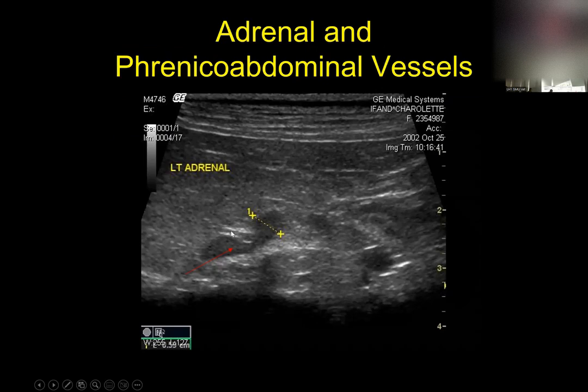That's the phrenico-abdominal vessels crossing right through the middle of that adrenal gland. Okay. So I know damn well that's an adrenal gland if you see that vessel crossing right in the middle of it. And again, then you would measure the widest part. Well, this part looks kind of wide. This part looks about the same. So you can measure here or you can measure there. And in this case, it looks like it's 6 millimeters, 0.59 centimeters, which is the same as 6 millimeters.